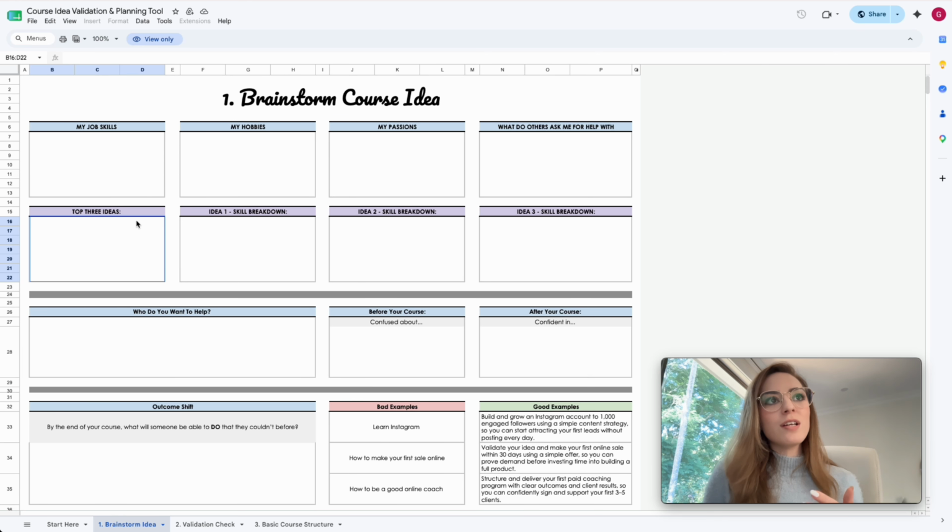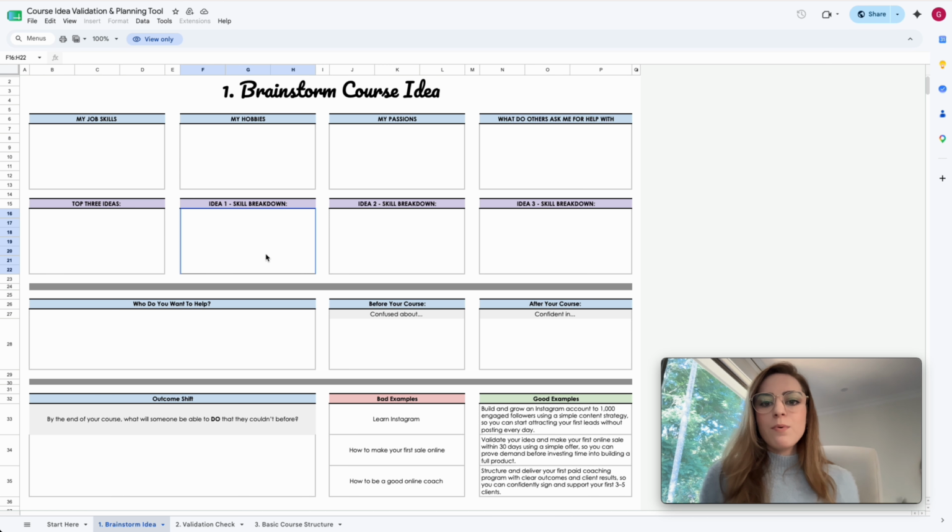Now, once you have written down your top 3 ideas that you've developed from this brainstorming section, I want you to break down those top 3 ideas into 5 to 6 skills that a learner would need to develop in order to achieve that goal. For example, maybe you figured out how to grow on social media, maybe you've learned how to budget properly, maybe you have become really good at fitness or photography or meal prep, public speaking, the list goes on and on and on.